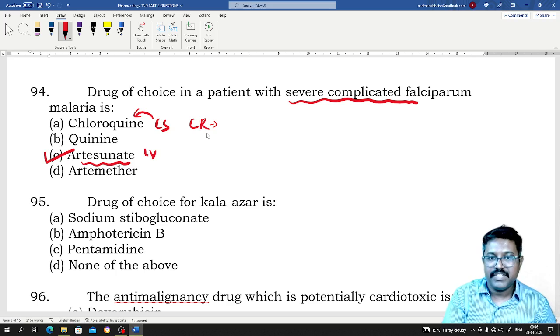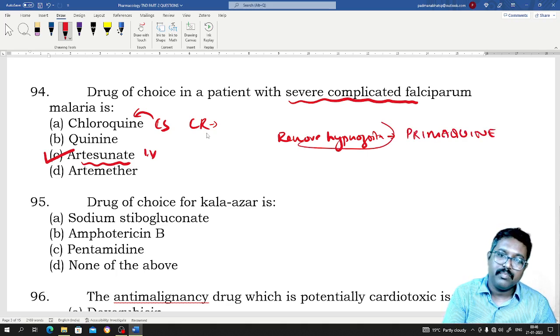So which is the drug which is used for removing the hypnozoite forms? It is your primaquine. Please remember, primaquine is used for removing the hypnozoite forms or the dormant forms.